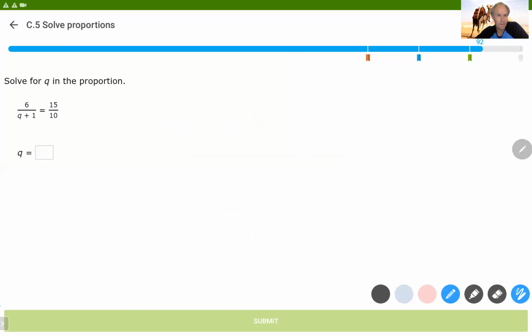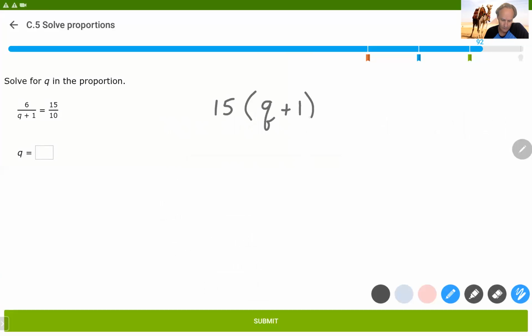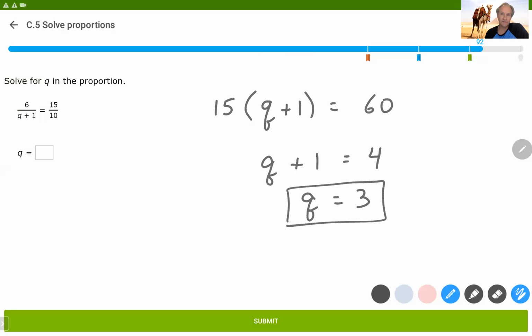So I might alternate the methodology. We have 15 times q plus 1 is equal to 60. Divide by 15 on both sides and you get q plus 1. 15 goes into 60 4 times, and subtract the 1, and you get the 3. I know you guys are used to seeing the division by 15 on both sides and the subtract the 1 on both sides. But in a lot of textbooks and a lot of times you'll see people just simply understand that that is what they're doing. This is 3.